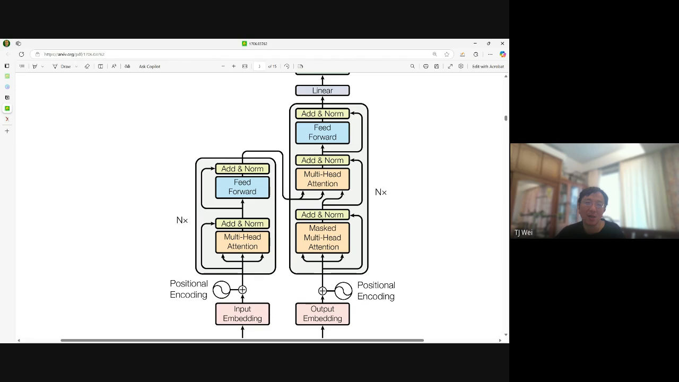So one way to solve the issue is to inject the positional information into the vector itself. So the number, okay, this vector is the first one. This vector is the second one. We have to put this information on itself.